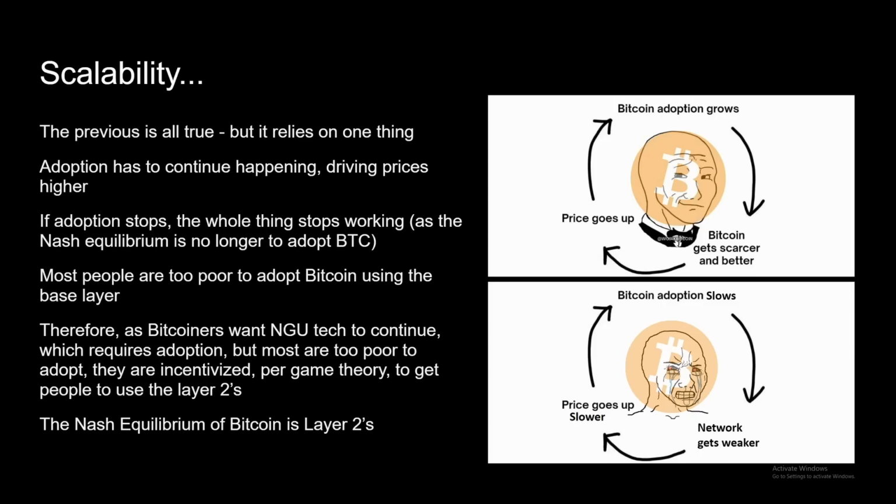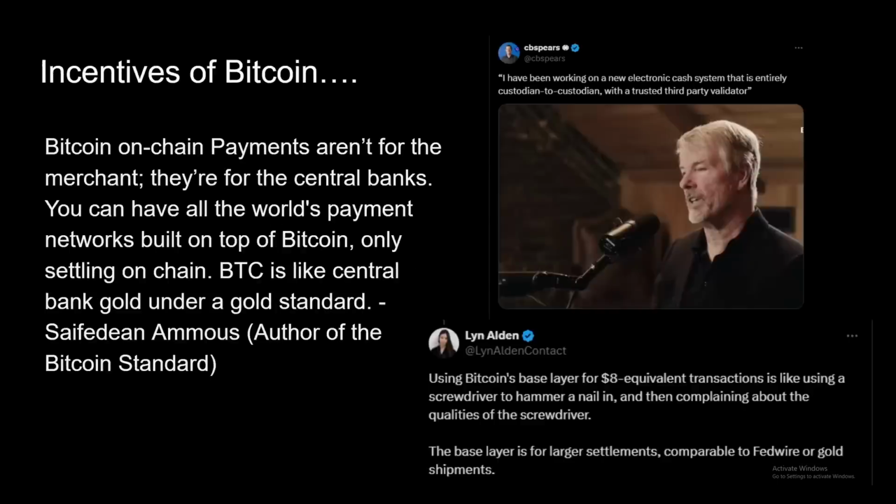And because most people are too poor and will not be able to afford Bitcoin using the base layer, as Bitcoiners want this number go up technology to continue, that requires adoption. But most are too poor to adopt. Therefore, Bitcoiners are incentivized per game theory to try and push people onto the layer 2s. So the Nash equilibrium of Bitcoin, the most optimal strategy to cause the most adoption and cause the most rise in prices, is to get people onto the layer 2s. And we can actually see that.